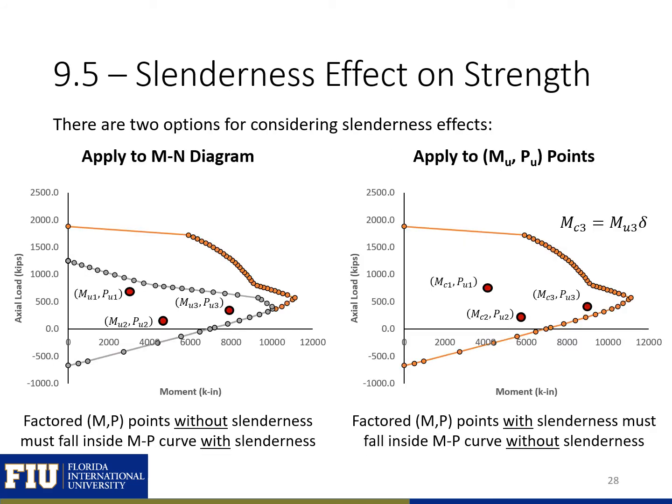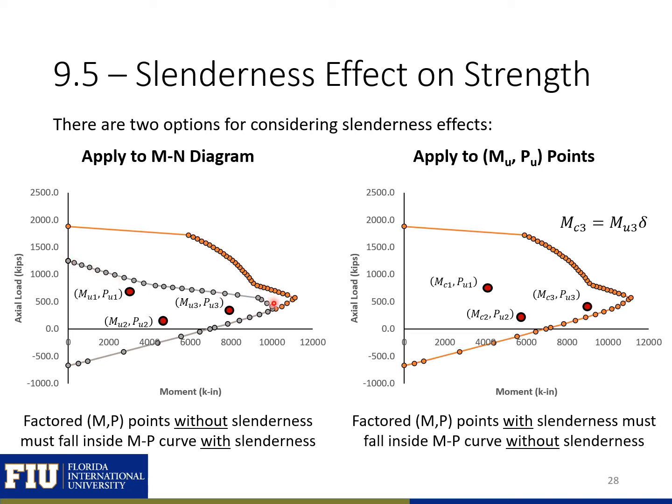Next, we're going to look at how we can actually account for slenderness and how our slenderness will actually affect our strength. There are two different options for considering slenderness effects. The first is we can apply our slenderness effects to our MN interaction diagram, our moment-axial load interaction diagram. So here we have our factored moment-axial load interaction diagram, and here we have our factored moment-axial load interaction diagram accounting for our slenderness effects.